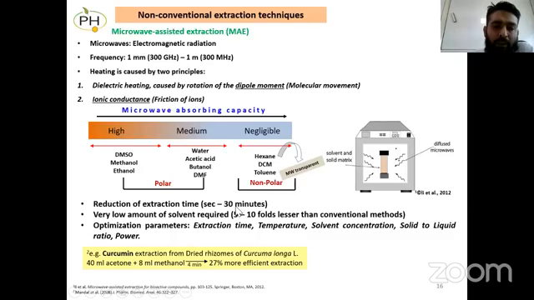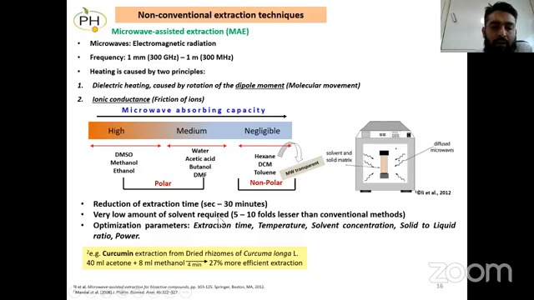It takes only seconds to 30 minutes. Also, suppose you are using this method for organic synthesis, it is also helpful, because some of the organic reactions take 30 minutes, 40 minutes, but you can do the extraction or synthesis within a few minutes. And solvent requirement is also 5 to 10 folds lesser than that of conventional methods. You have a large window of optimizing parameters such as extraction time, temperature, solvent concentration, and solid to liquid ratio.